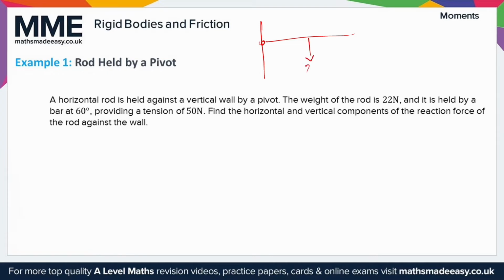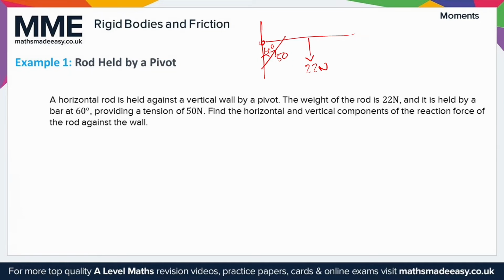So there's the weight. And it's held in place by a bar at 60 degrees, providing a tension of 50 newtons. So there's the bar, that's 60 degrees, and we know that that tension there is 50 newtons. Find the horizontal and the vertical components of the reaction force of the rod against the wall.